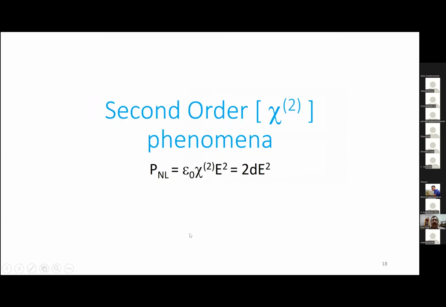Now let us look a little closely at the second order phenomena. That's the chi2 phenomena. The nonlinear polarization here is written as epsilon naught chi2 E squared. In crystal nonlinearity, this is also written in the form 2d E squared.